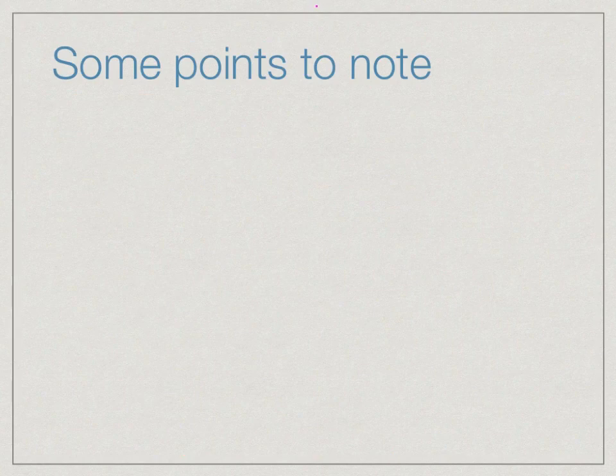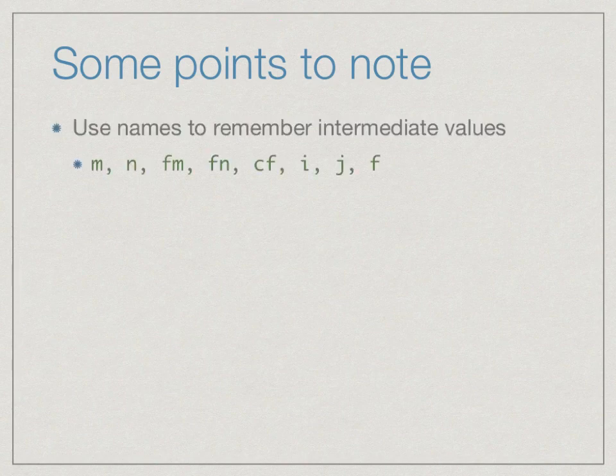So let's note some points that we can already deduce from this particular example. The first important point is that we need a way to keep track of intermediate values. We have two names to begin with, the names of our arguments m and n. Then we use these three names to compute these lists of factors and common factors. And we use other names like i, j, and f in order to run through these. We need i to run from 1 to m. We need j to run from 1 to n. Of course, we could reuse i, but it's okay. We use f to run through all the factors in cf. So these are all ways of keeping track of intermediate values.